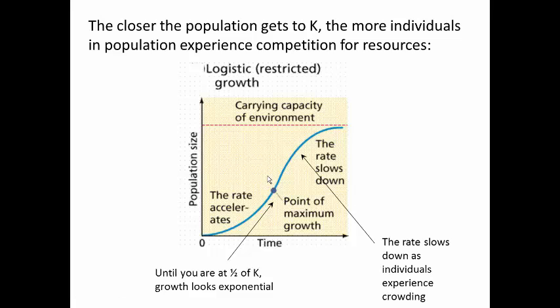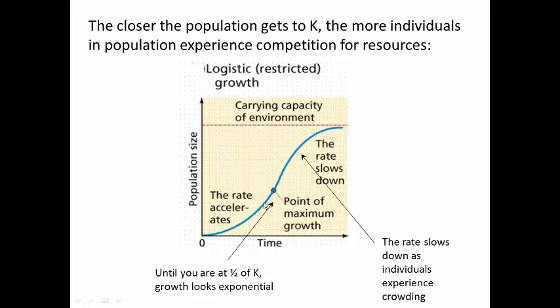So let's slow down a bit and look right here in the beginning part of the curve. This way the rate accelerates, so here you're getting faster population growth. It actually looks a lot like exponential growth, and that makes sense because there's so much room up here that individuals aren't competing very much. Once you get to this point, we call it the inflection point.